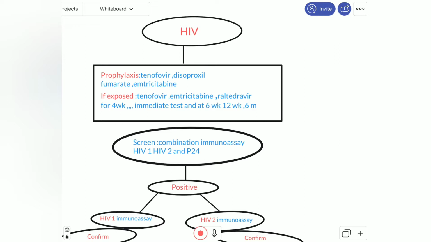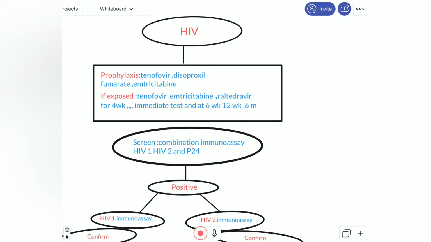Hello there, we'll talk today about human immunodeficiency virus, HIV. We'll talk about pre-exposure prophylaxis. We can take tenofovir disoproxil fumarate, emtricitabine. If a patient is exposed to HIV, we'll do the following: an immediate test, and take tenofovir, emtricitabine, raltegravir for a 4-week duration, and test again after 6 weeks, 12 weeks, and 6 months.